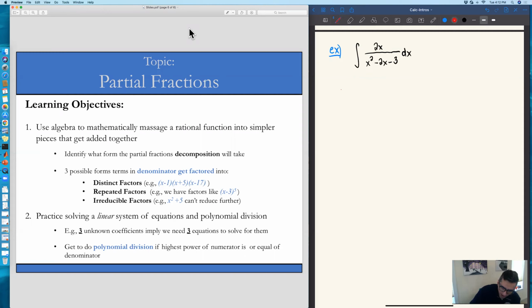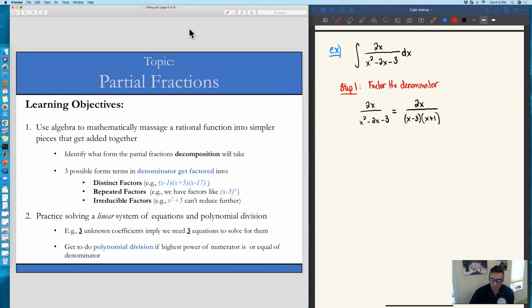So in terms of partial fractions, the first step we do is factor the denominator, excuse me. So in this case, when we factor that denominator, this denominator factors rather nicely for us into an x minus 3 and an x plus 1. So that's all we do for the first step.